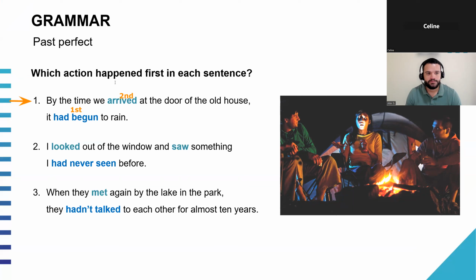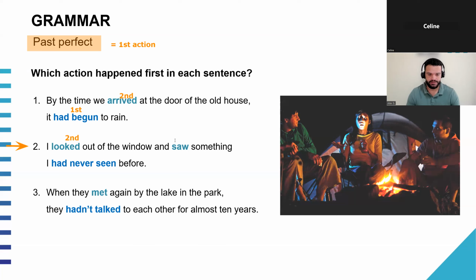Okay. Always when we have the past perfect, it is going to be the first action. Past perfect equals first action. Okay. So let's take a look at number 2. Celine, go ahead and read number 2 and tell me which actions were first. I looked out of the window and saw something. It's simple past, second. Yeah. Excellent. So this is second.